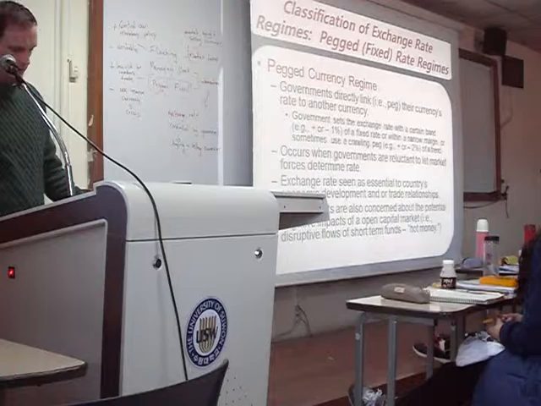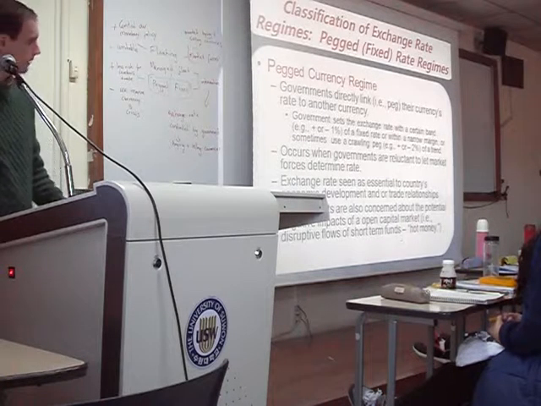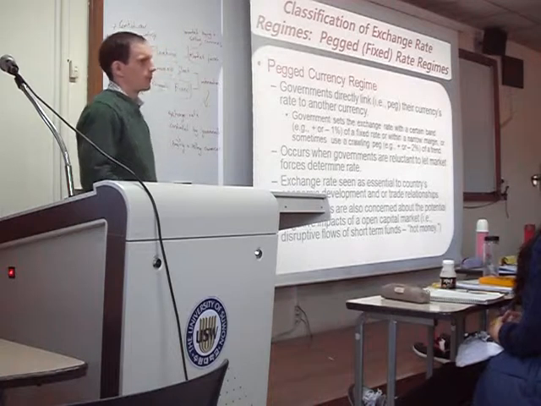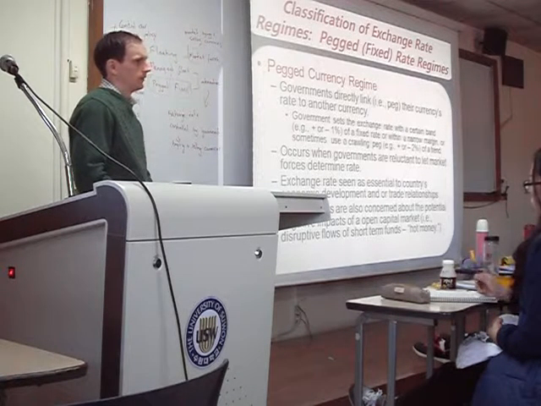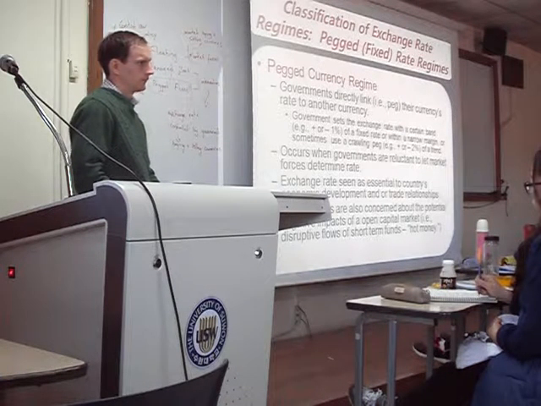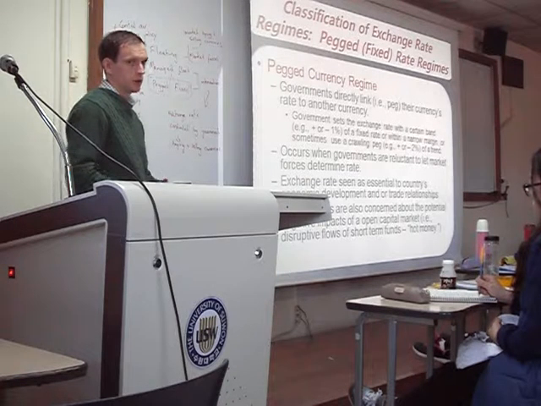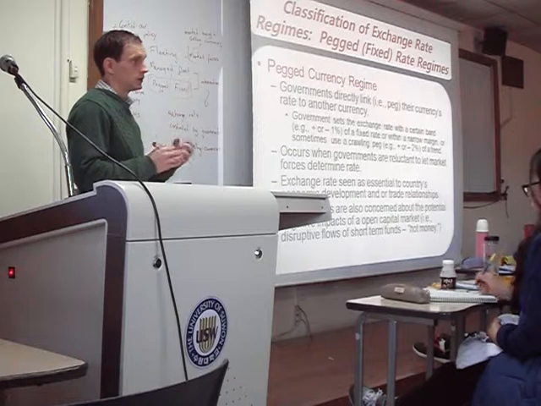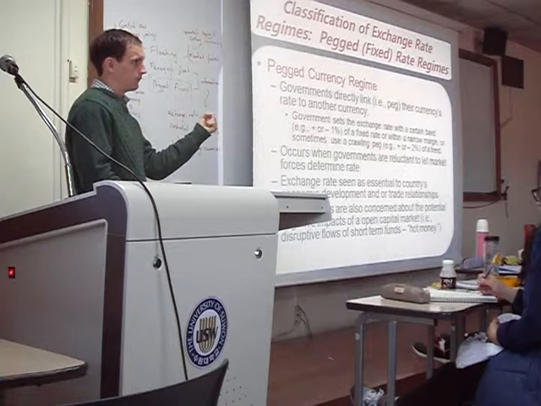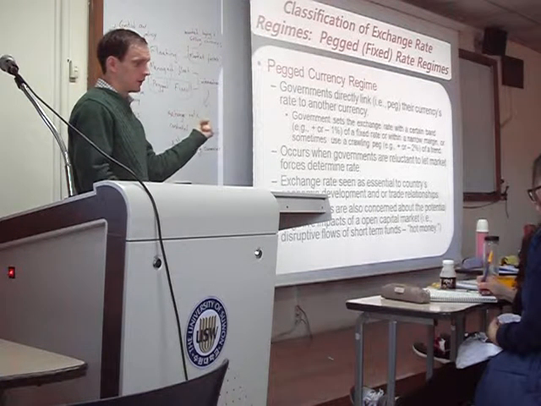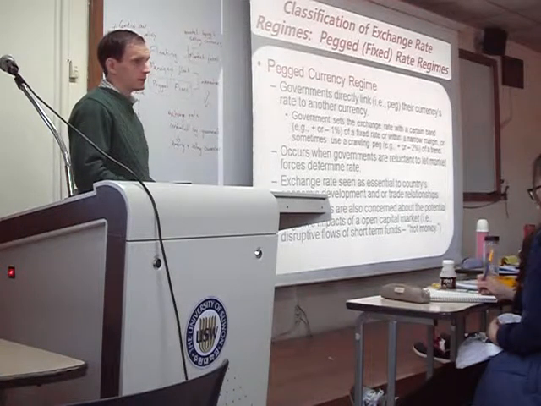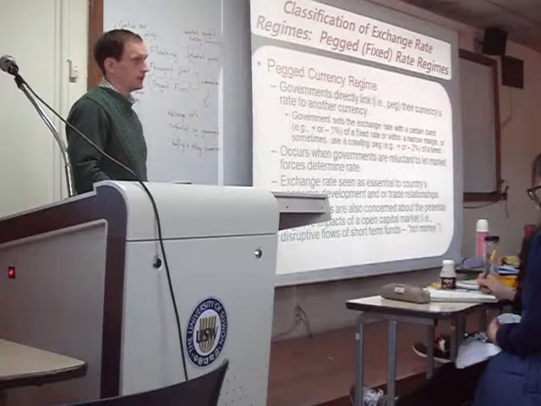Also small countries can be worried about hot money. Do you understand hot money? What is hot money? Speculators can attack a small country, right? So Ireland is a small country. It used to be managed against the UK pound, but now it's in the euro. Why? Because Ireland could easily be attacked by speculators.